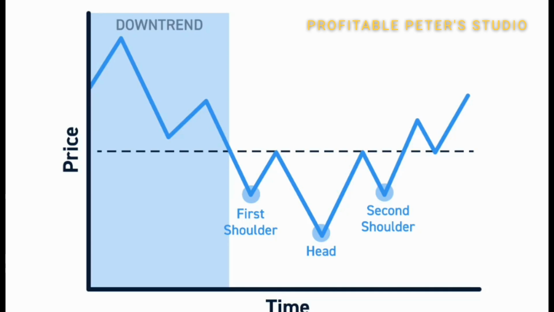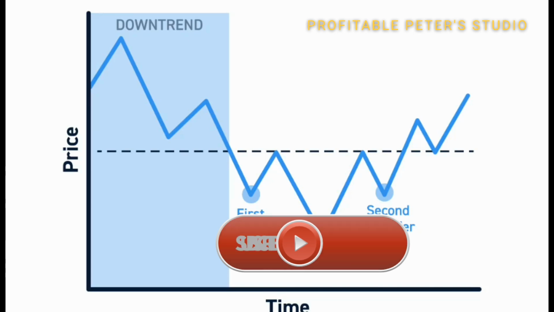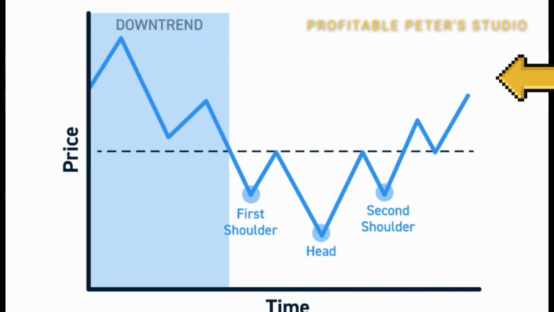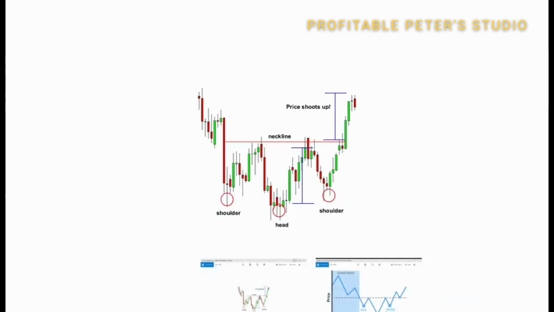Some would wait for it to break above this level. When it breaks above this level, they take their trade here, and the stop loss will be 10 pips somewhere here. The take profit will be maybe 15 to 20 pips, depending on the risk to reward ratio. Right, so let me show you on the chart.